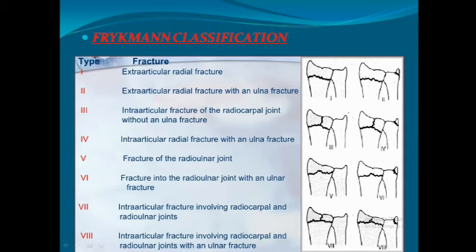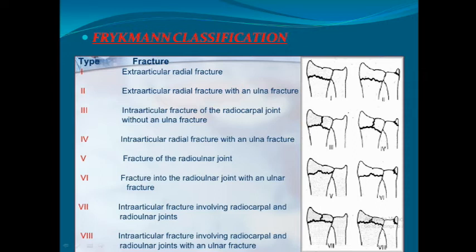In type 5 you will have fracture of the radio-ulnar joint. So the fracture is coming to this distal radio-ulnar joint. In type 1 and type 3 you had a fracture above it. But now in type 5 what happens? This fracture line comes straight to the radio-ulnar joint. And in type 6 as usual you will have the ulnar styloid process.